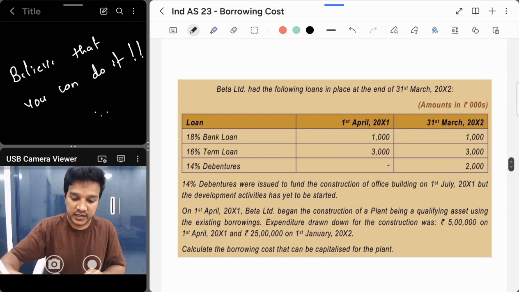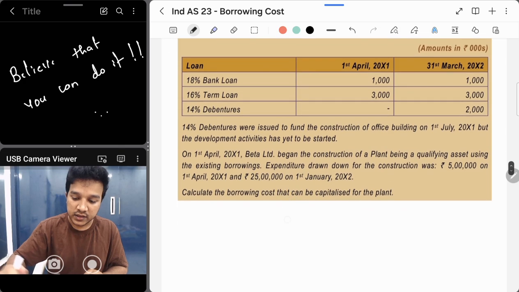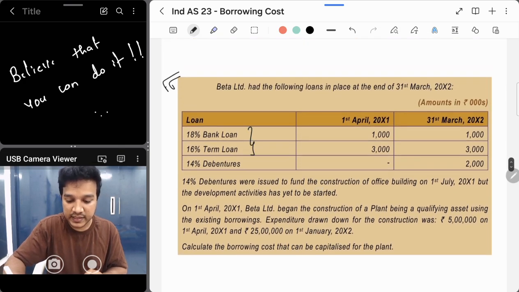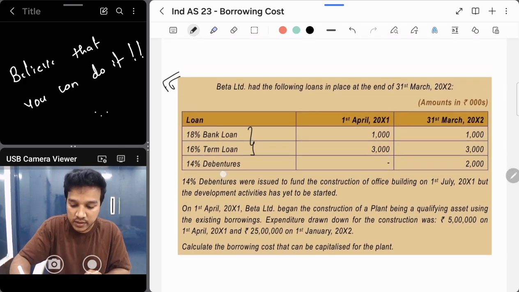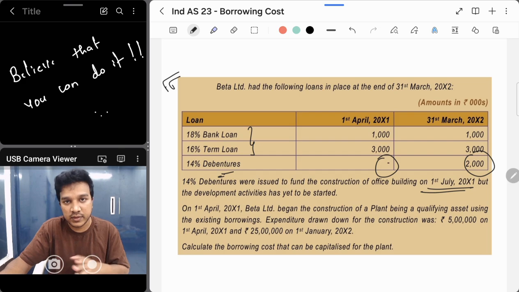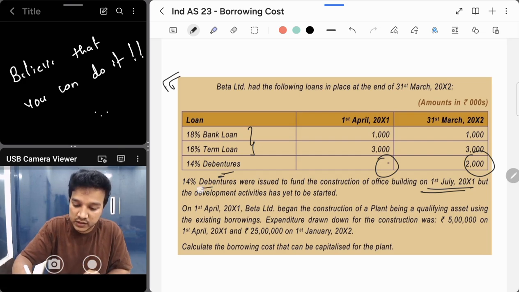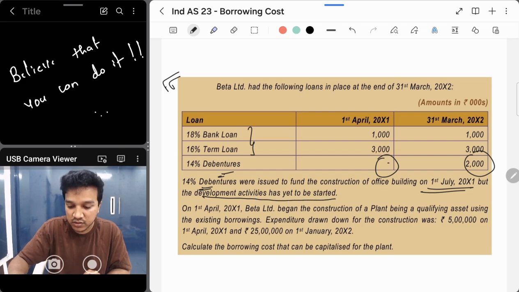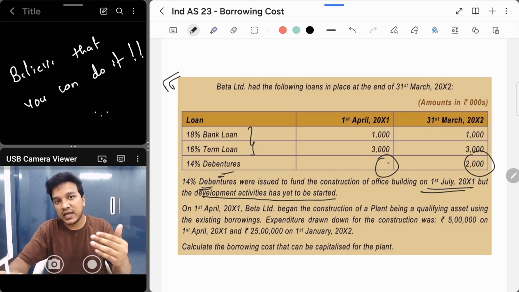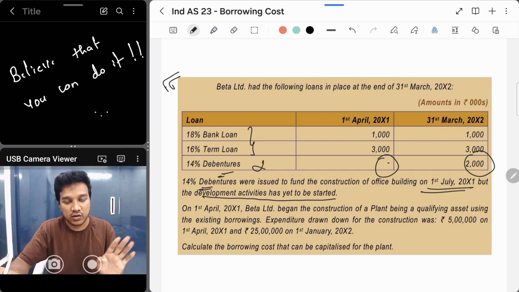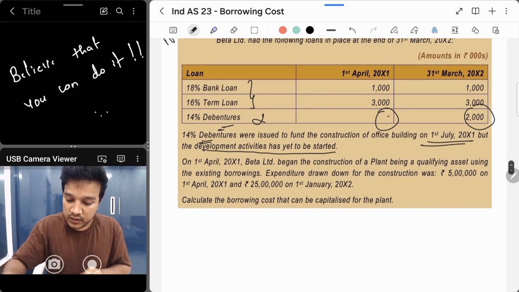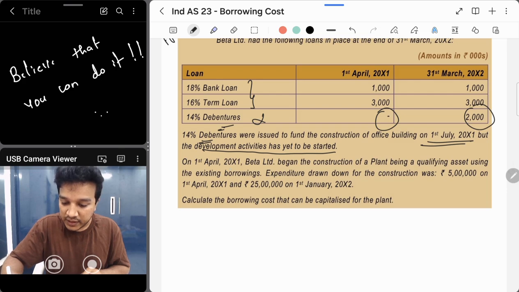Now that also we will understand with this example. तो यहाँ पे देखे तो ना these two are general borrowings, पहले से है 18% and then 16%, but 14% debentures they have taken. It was not there at the beginning of the year. It is there मतलब वो लोग 1st July को लिए, in between the year they have taken the loan. 14th December we issue the fund the construction of office building, but development activities has yet to be started. Development activities start नहीं हो तो whatever borrowing cost that they are incurring you cannot capitalize it. तो इसको लाइट ले लो. तो इसको लाइट लेना.